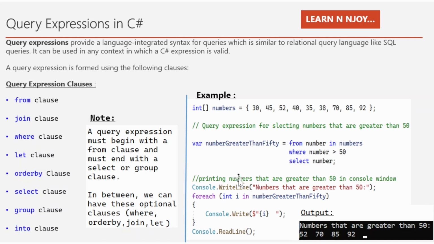Now I'm just going to print these numbers into the console window. For that, we have written this foreach block, right? int i in numberGreaterThan50, and then we are writing Console.WriteLine so that the numbers that are greater than 50 are going to be printed into this console window. And if you see the output here, the numbers that are greater than 50 are 52, 70, 85, 92 from the numbers array, right? So we have seen this simple example of how to write the query expression.